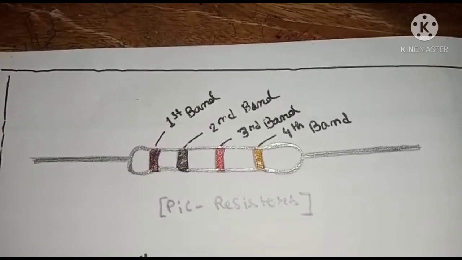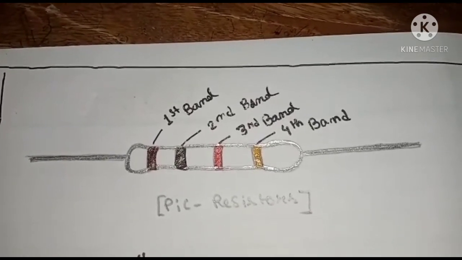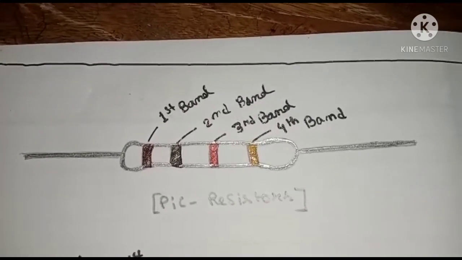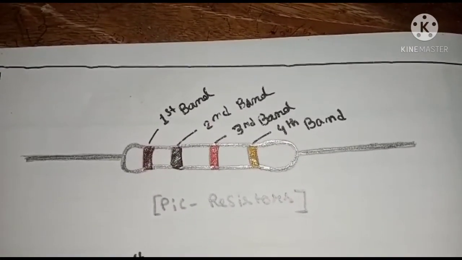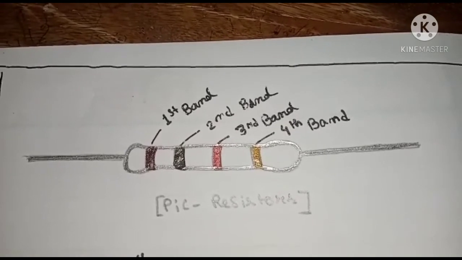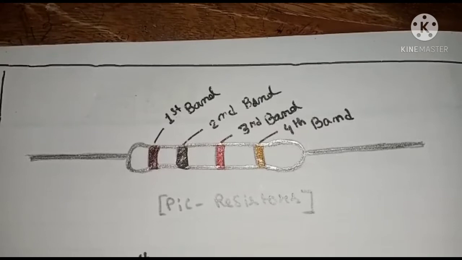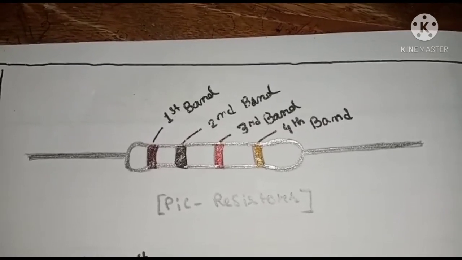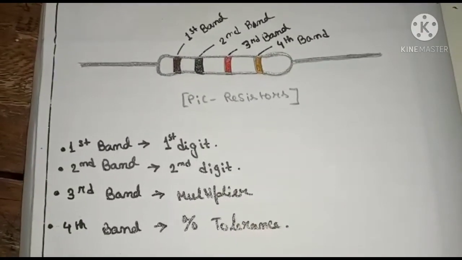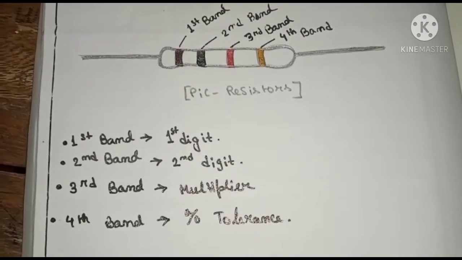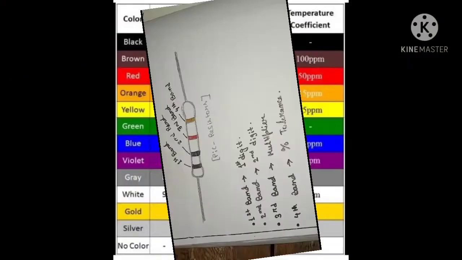And the brown color code becomes the first digit, the black color code becomes the second digit, the third color code becomes the multiplier, and the fourth color code becomes the tolerance of the resistor. Now we will discuss the standard color codes and the color bands of a resistor.